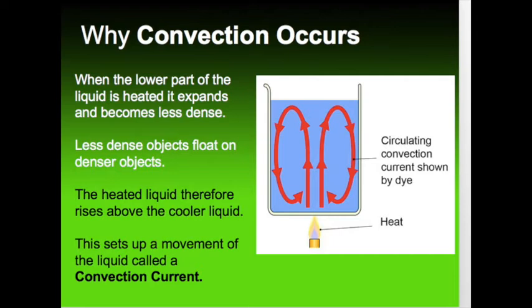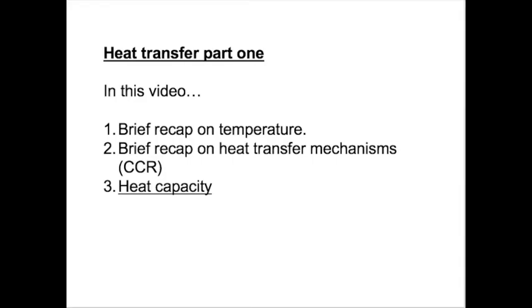Now, denser things tend to go down and less dense things tend to go up. So when you heat up a liquid or a gas, it'll expand, take up more space, become less dense and go up, and the denser, colder stuff will come down to replace it, setting up this convection current.